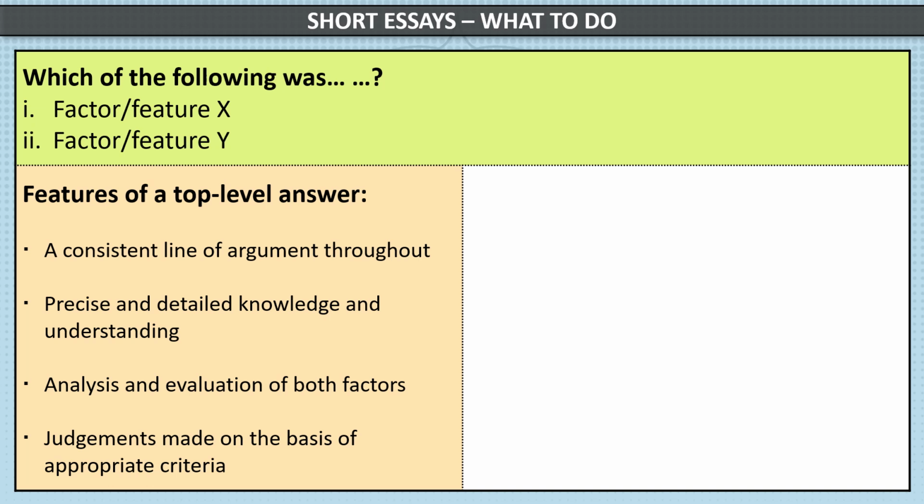Both factors must be analysed and evaluated. This is crucial because if we only do one of the two factors, we end up in the lowest level of the mark scheme. The judgments we make about which factor was most important must be based on appropriate criteria. Now, this is not something to agonise over. At its simplest, it means we need to have reasons for our judgments, and these need to be made explicit in our answer.